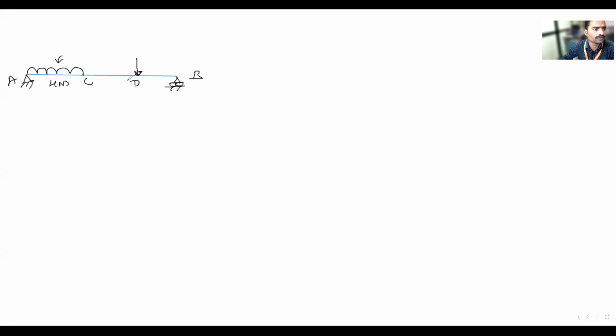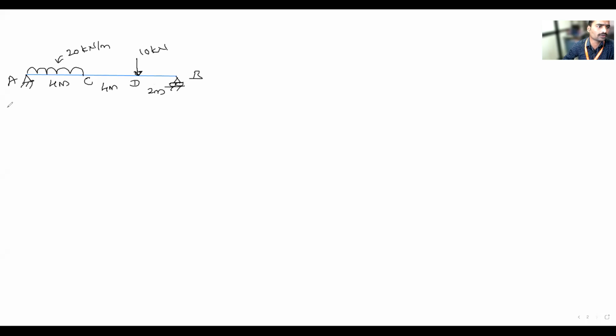This is D point. How much is this distance? 4 meter. 4 meter. This is 2 meter. 2 meter. Okay. This is 20 kilonewton per meter. And this point load is 10 kilonewton.